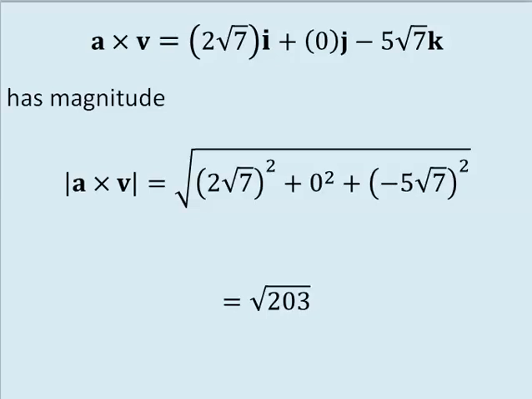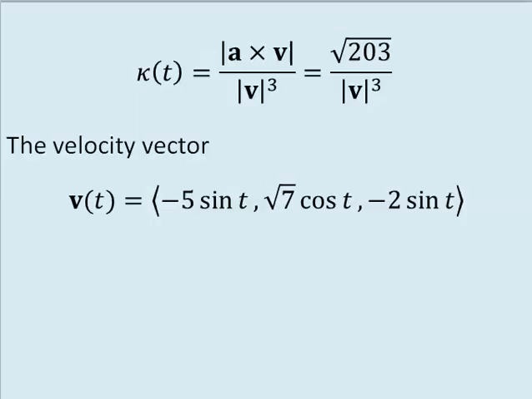Now we're going to go back to our curvature formula. Our curvature formula in the numerator is the magnitude of A cross V, which we have found. It's the square root of 203. Next, we're going to find the magnitude of the velocity vector and then raise that magnitude to the third power.